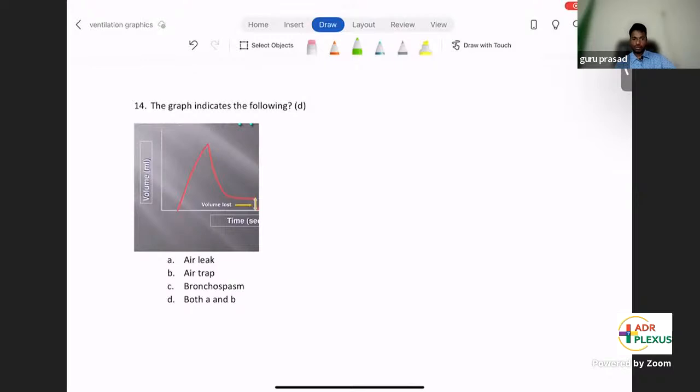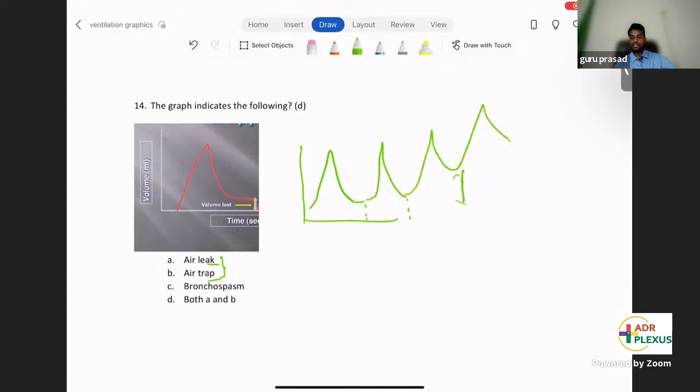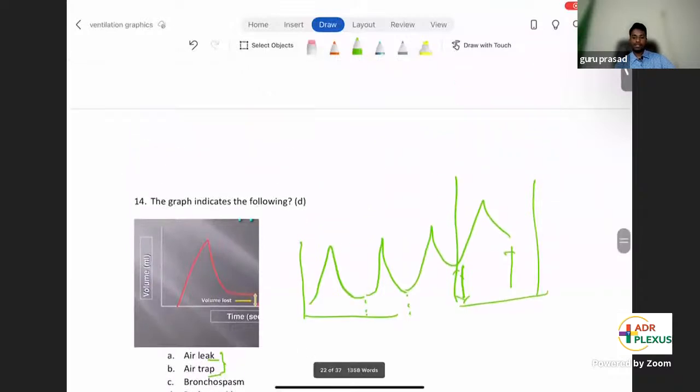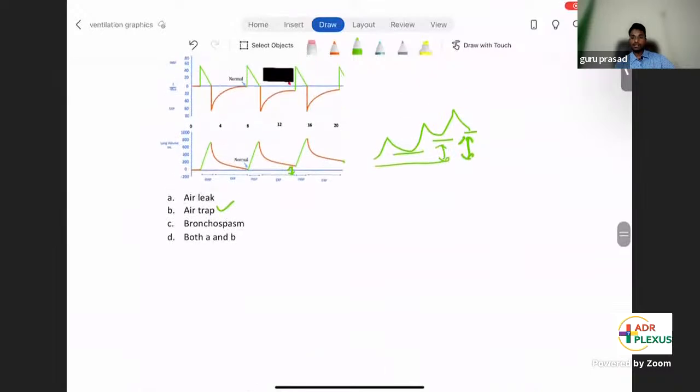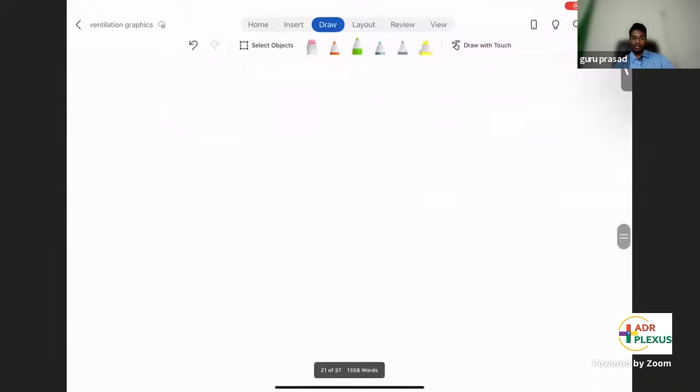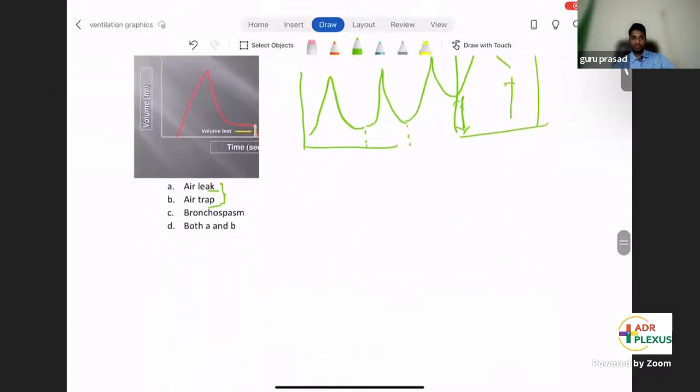Now, next question. What does this graph indicate? A similar graph which I have shown prior. I told you, if only one graph is given, it is very difficult to know whether it is air leak or air trap. Both of them can have this type of graph. You should have a second one: this is air leak, this is also air leak. But if the subsequent one keeps going like this, then only you can tell it is trap. Whereas in the previous question I gave the continuous thing, so only then could you tell it is air trapping. Otherwise you cannot tell whether it is air leak or air trap, since both appear similar.